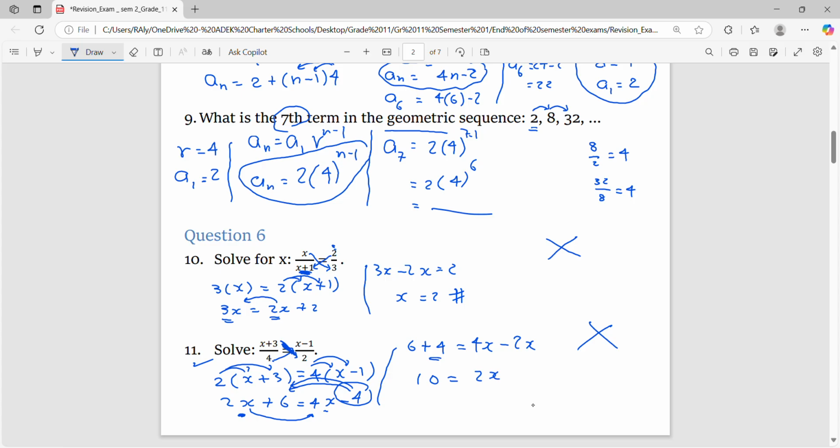Just the final step we need. Let's say together, what should we do? Divide, yes, by 2. Both sides, yes, both sides. 10 divided by 2 means 5 equals x, because 10 divided by 2 is 5.